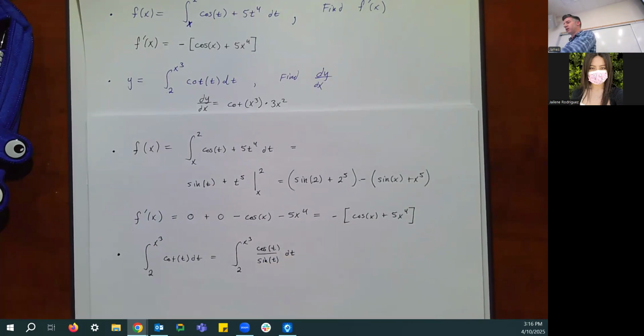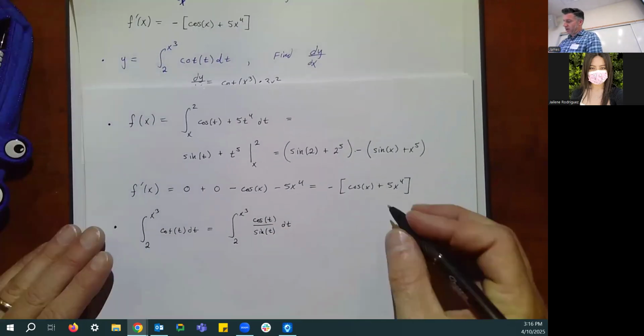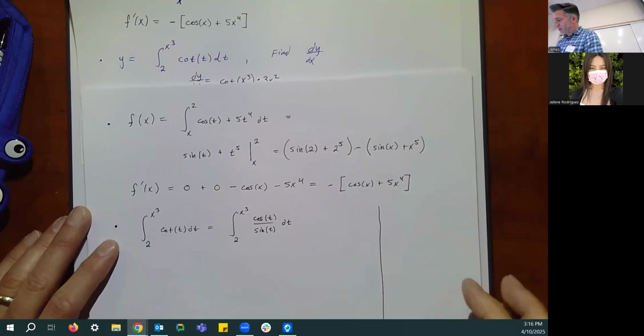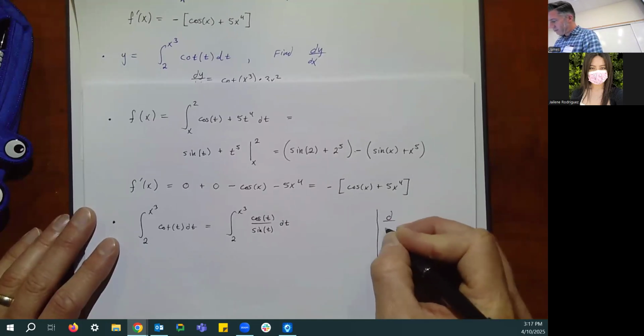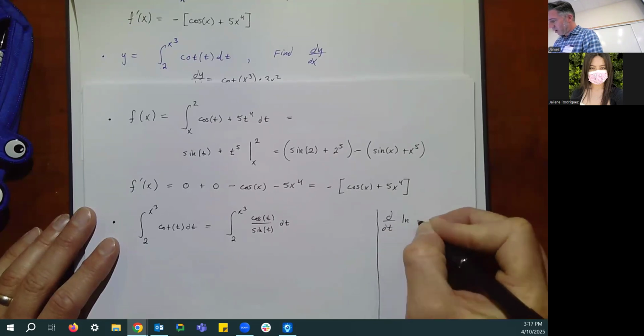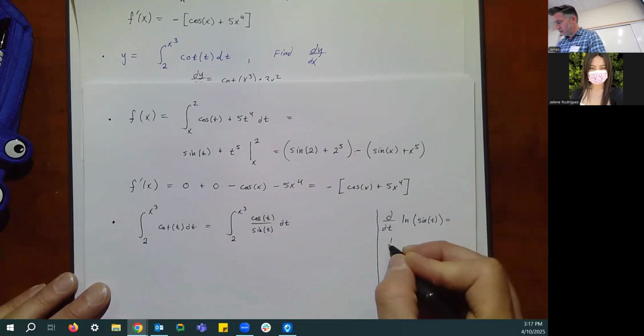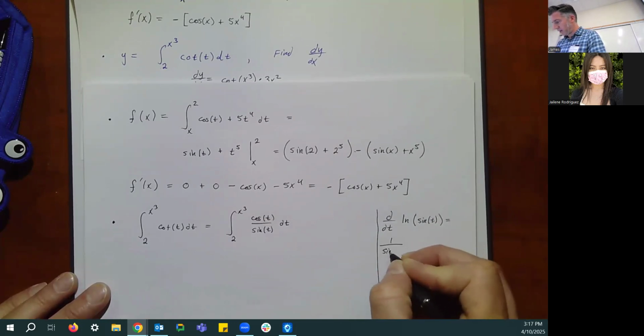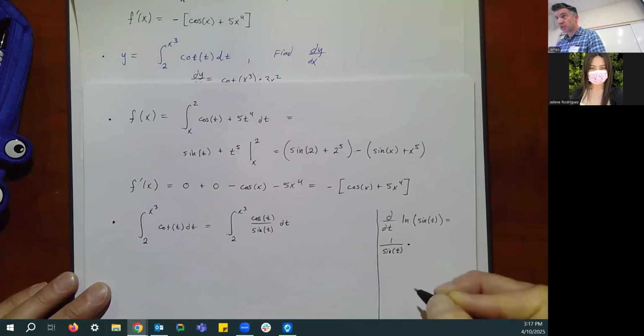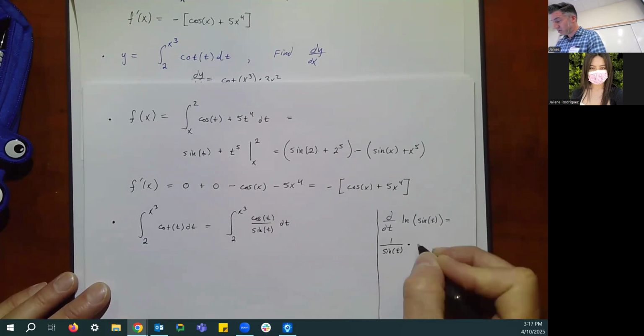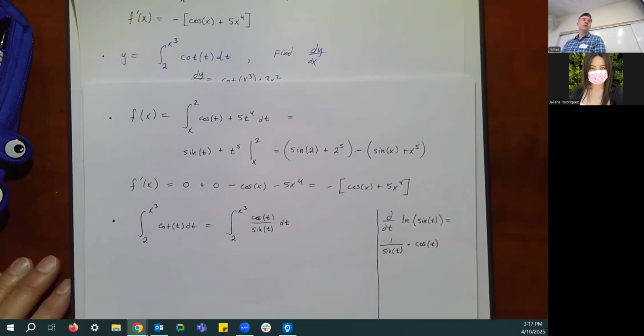I'll give you a hint. What's the derivative of the natural log of sine of t? Well, let's see. The derivative of the natural log of some stuff is 1 over the stuff multiplied by the derivative of the stuff, which is positive cosine of t. Oh, look, that's exactly cotangent. So we do need one more thing, that we need an absolute value.